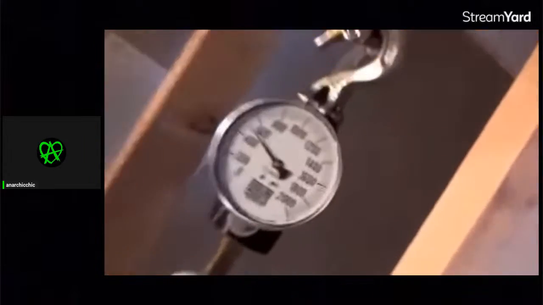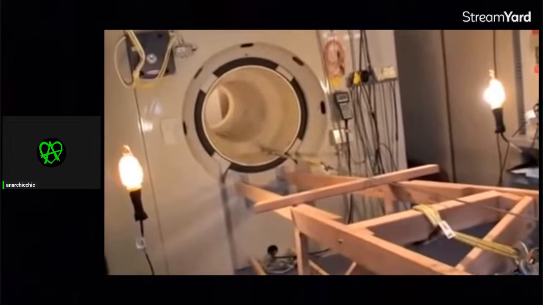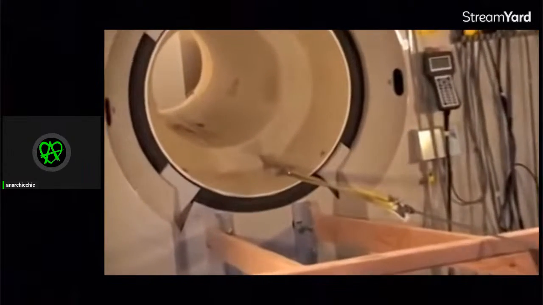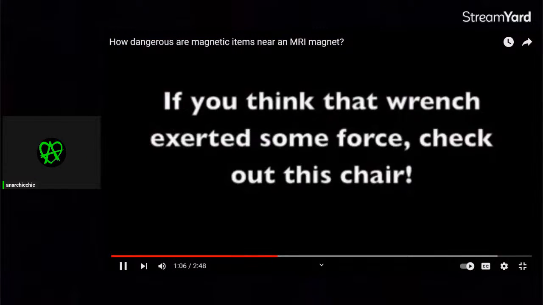Oh, that's almost 600. Now it is giving us a reading of 500. 500 pounds. You saw that I had to pull that one guy out. They had like 4 people pulling him out at the same time. So dangerous.